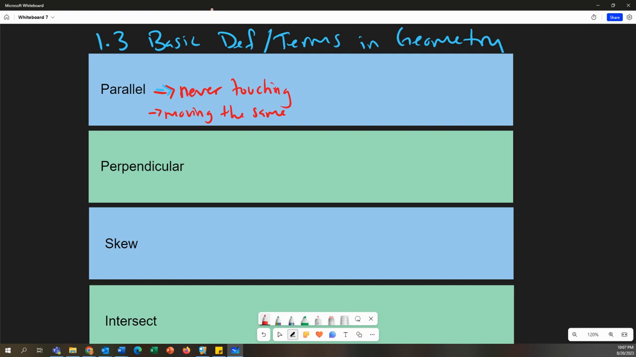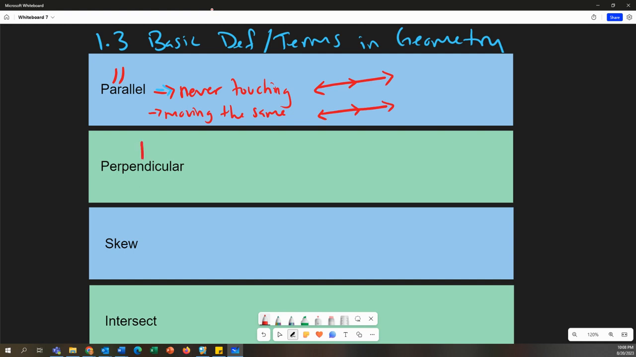Now, parallel, you're going to see this symbol for parallel. It's not a double L. That means parallel. Or if you have two parallel lines, sometimes you'll see little triangles or little arrows on them. That means parallel. Okay, that means they're never going to intersect, ever. Never going to touch, moving the exact same direction.